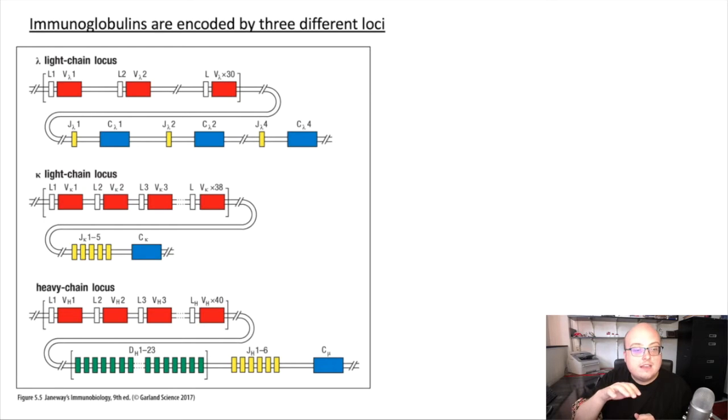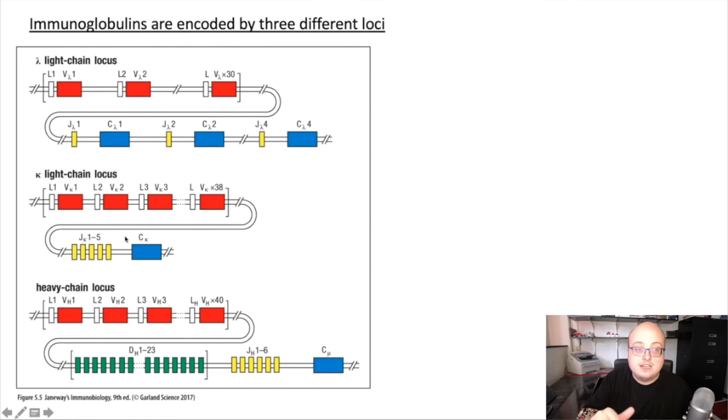I introduced in the last lecture the idea that immunoglobulins are encoded by three different loci in the genome: the lambda light chain locus, the kappa light chain locus, as well as the heavy chain locus. Remember that each of these loci encodes a different number of V, D, and J segments depending on the locus that we're in. So if we want to make a lambda light chain, we need to combine one variable segment with one J segment. How do we actually do that? How does that work at the molecular level?